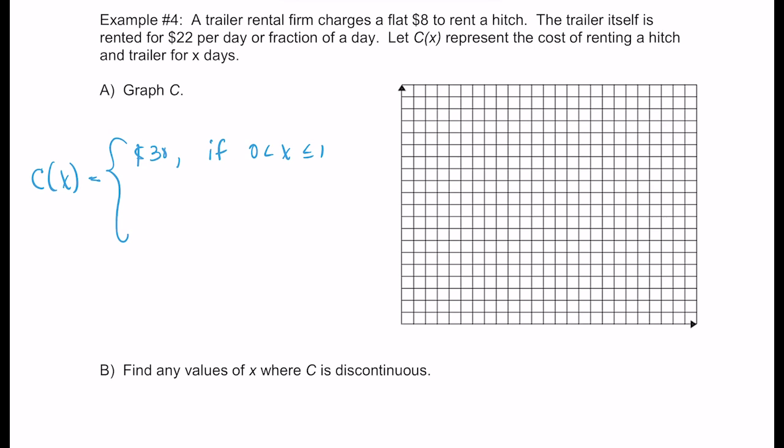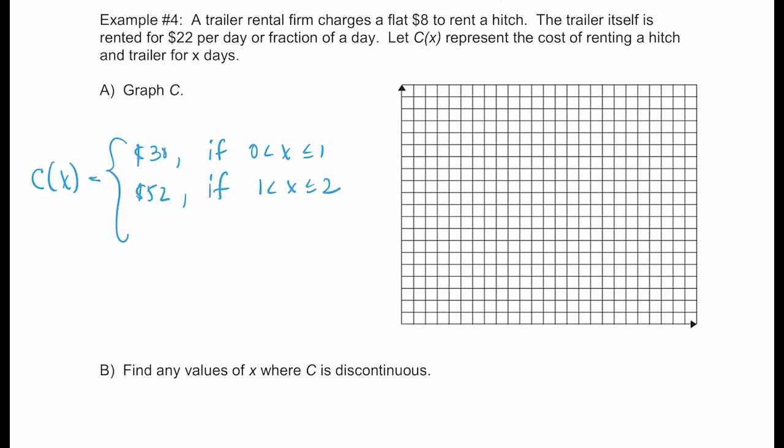but greater than 0. Now if I rent it for 2 days, it's going to be 8 plus 2 times 22. So 2 times 22 is 44, plus 8 is 52. So the cost is going to be $52 if X is less than or equal to 2. But it could be any fraction of more than a day. If it's 1.5 days, they're going to charge you for 2 days.